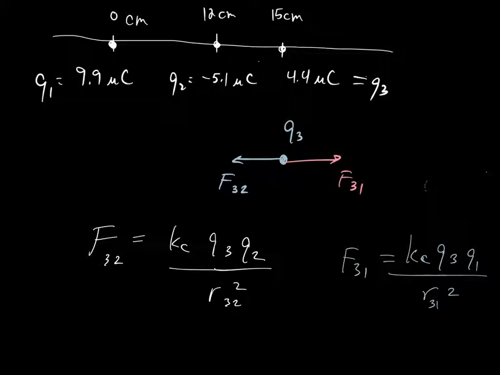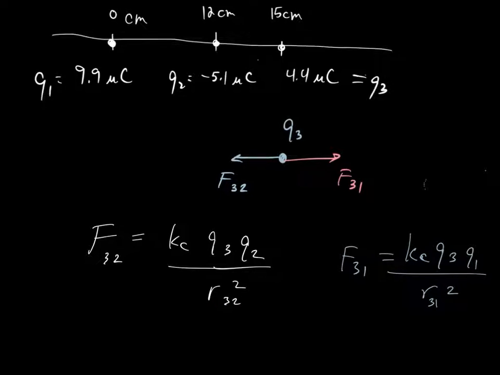If I'm trying to find the force between particles 1 and 3, I sure better use particles 1 and 3 for charge. That's F31. If I'm trying to find the force between particles, what looks like 3 and 2, these two particles here, I better use particle 3 and particle 2. And the distance between particles 3 and 2. That's what that subscript stands for there.